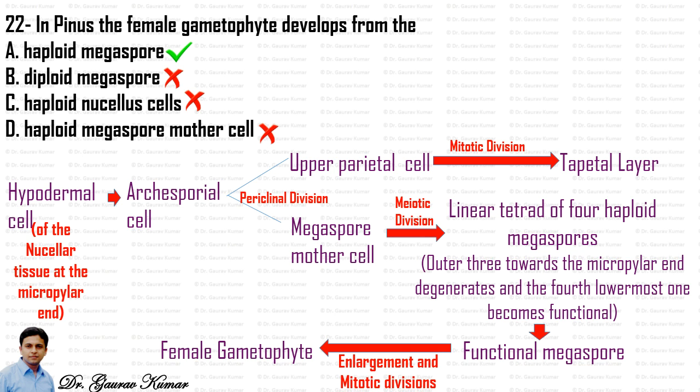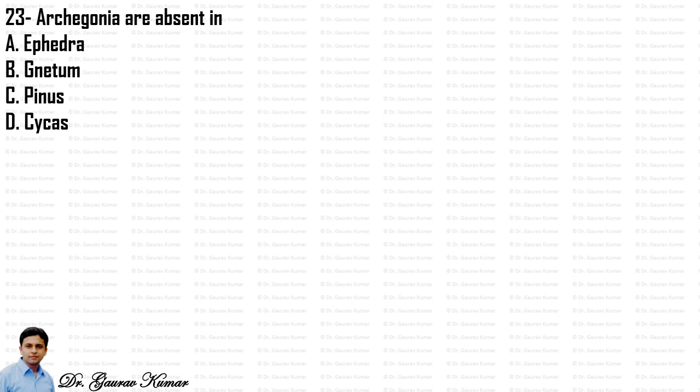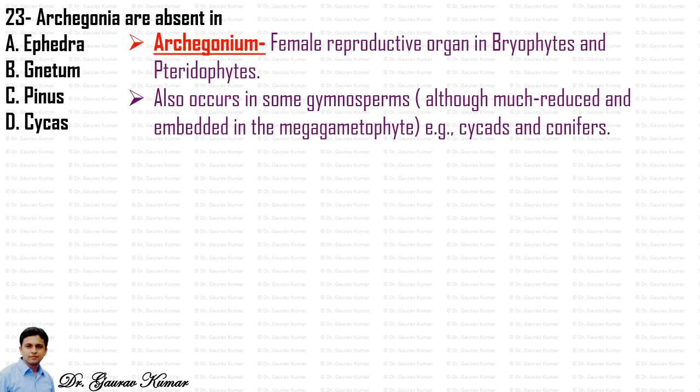So let's go to the next question. Archegonia are absent in. The options are Ephedra, Gnetum, Pinus and Cycas. Archegonium is actually a female reproductive organ in bryophytes and pteridophytes. It also occurs in some gymnosperms, although there it is much reduced and embedded in the megagametophyte. The examples are cycads and conifers.